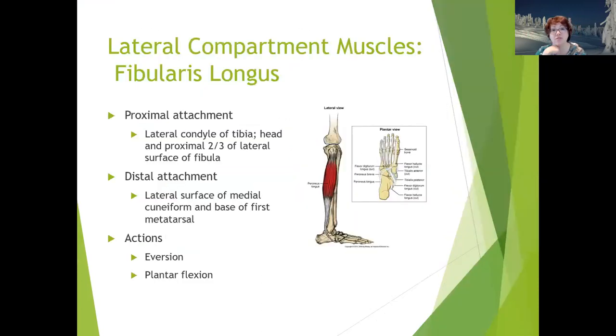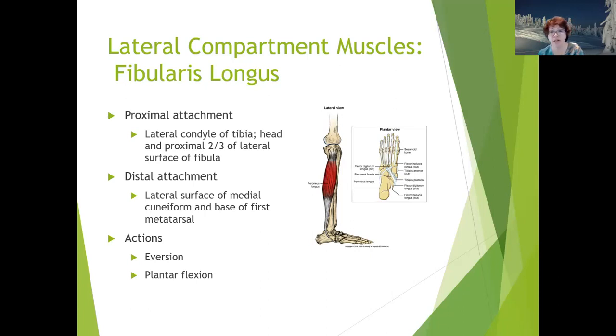So the lateral compartment consists of the fibularis longus and the fibularis brevis, also sometimes called the peroneus longus and peroneus brevis. Both of these muscles wrap around the lateral malleolus and attach on the foot. So the longus is attached at the lateral condyle of the tibia, the head and the proximal 2/3 of the lateral surface of the fibula. So these are our big everters.